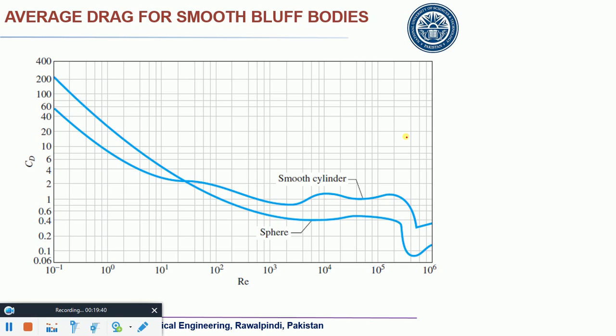In this figure you draw the time average CD against Reynolds number. You remember we talked about how in this region CD decreased using the relationship 24 by RE. This is just like a straight line, and then after a certain Reynolds number it goes down. Why does it go down? Due to the formation of a turbulent boundary layer.